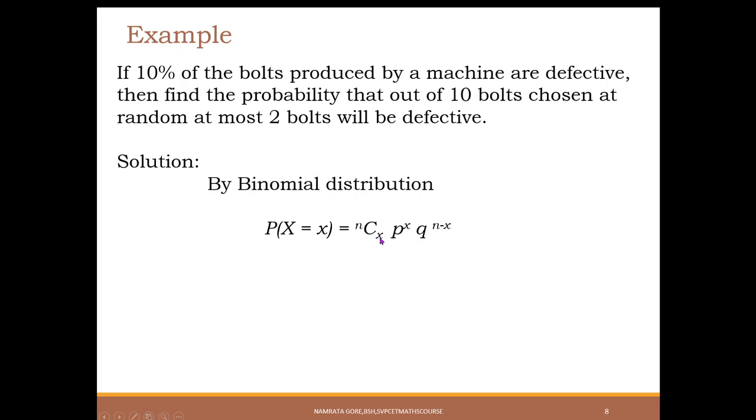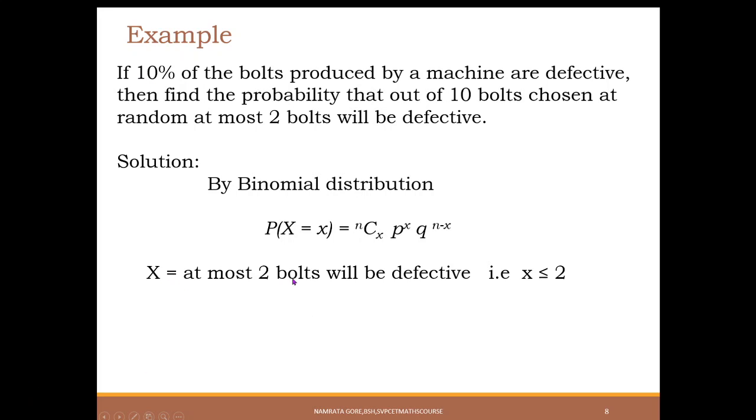X is the random variable. X is getting at most 2 bolts to be defective. So here our success is getting a defective bolt. And what is the probability of success p? It is 10% of the bolts are defective, and therefore 10% is our probability of success. So 10% will be 1 by 10.